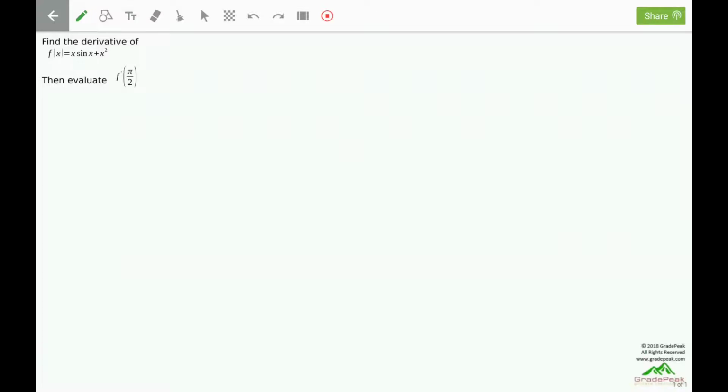Find the derivative of f of x equals x times the sine of x plus x squared, then evaluate f prime of pi over 2. f of x is made up of two terms. One that is the product of two expressions, x times sine of x, and then a second one which is just a power.